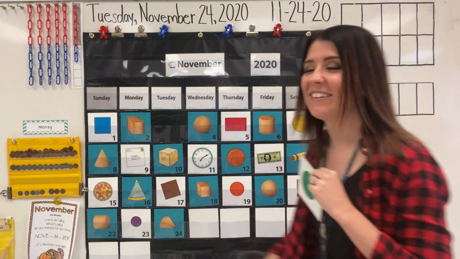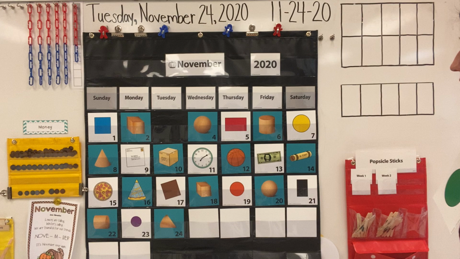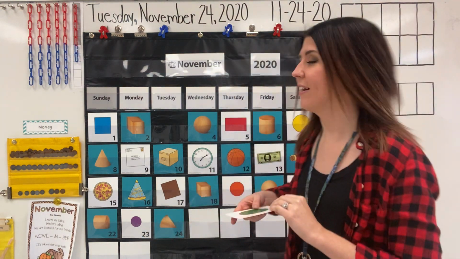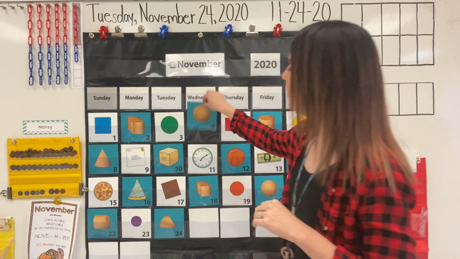Did you see the pizza? Yeah. I still see one more circle. Do you see it? Yeah, there's a little purple circle down there. Great job.